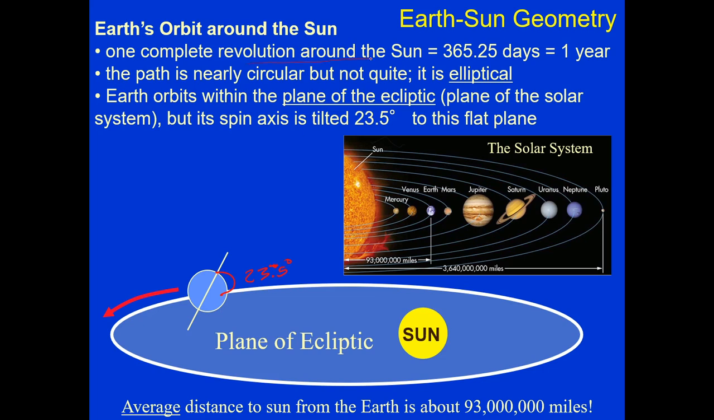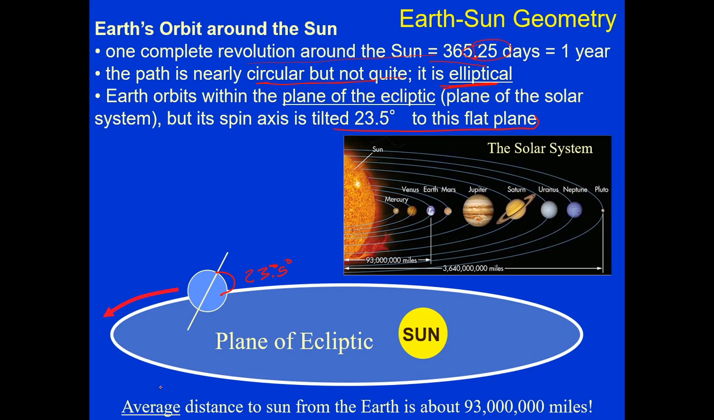One complete revolution around the sun takes 365.25 days. That is why we have a leap year every 4 years, to make up for the fact that we do 0.25 rotations around the sun. It's not a perfectly whole number. So the path is nearly circular, but not quite. It's actually elliptical, which is kind of an oval shape. So Earth orbits within the ecliptic plane, and its spin axis is tilted 23.5 degrees relative to that flat plane.